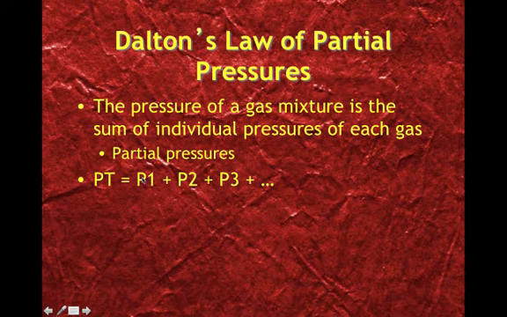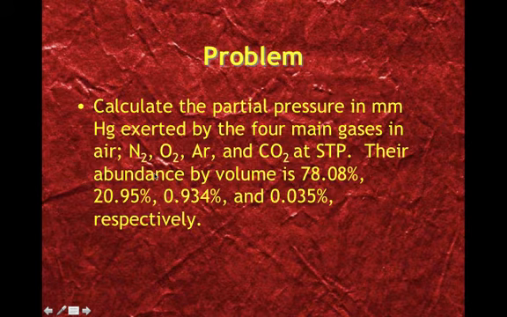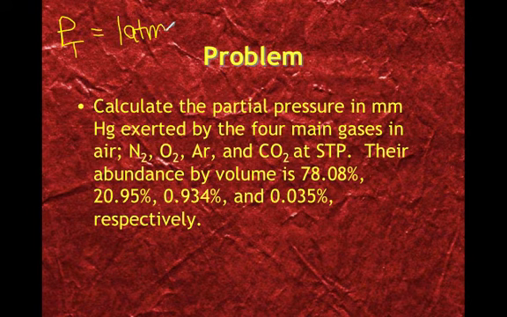Sometimes we're given percentages, like in this problem. Calculate the partial pressure in millimeters mercury exerted by the 4 main gases in air, nitrogen, oxygen, argon, and carbon dioxide at STP. What does that mean? Standard temperature and pressure. So what is standard pressure? 1 atm. So that's the total, equal to 1 atm. Their abundance by volume is 78.08%, 20.95%, 0.934%, and 0.035% respectively.